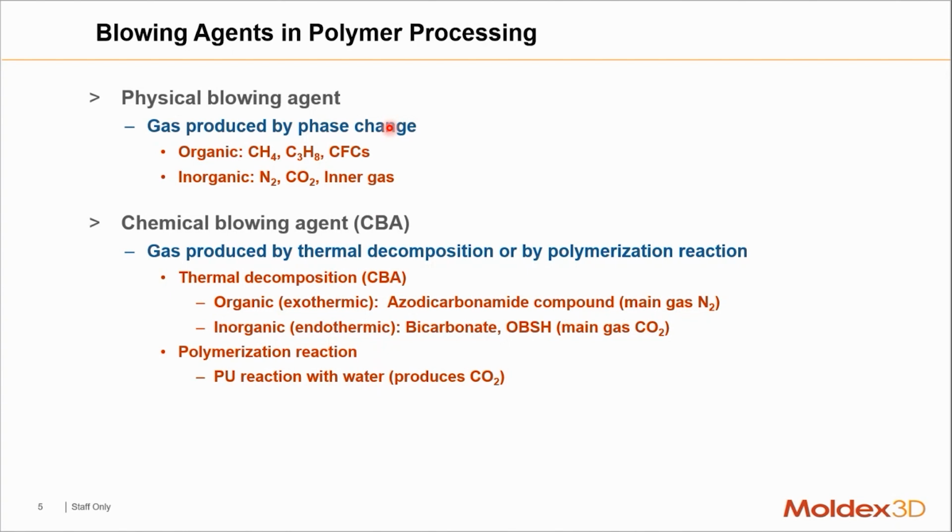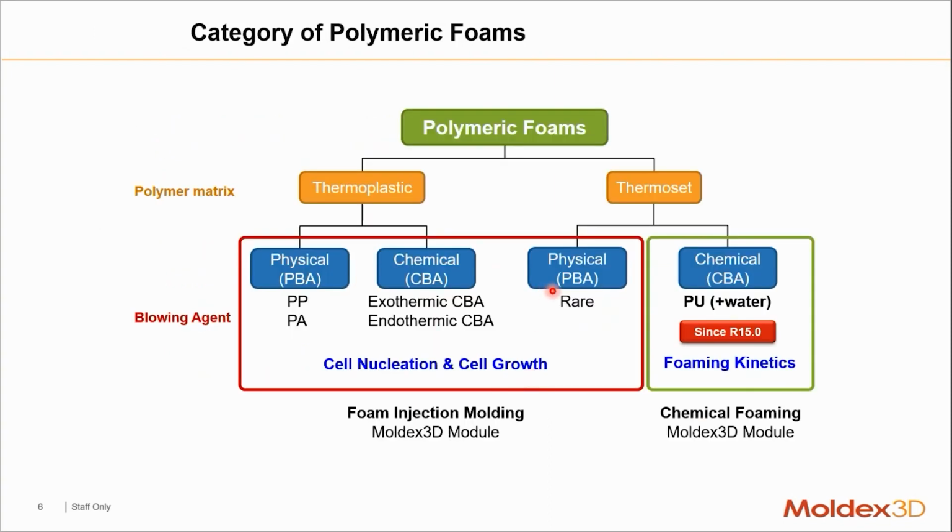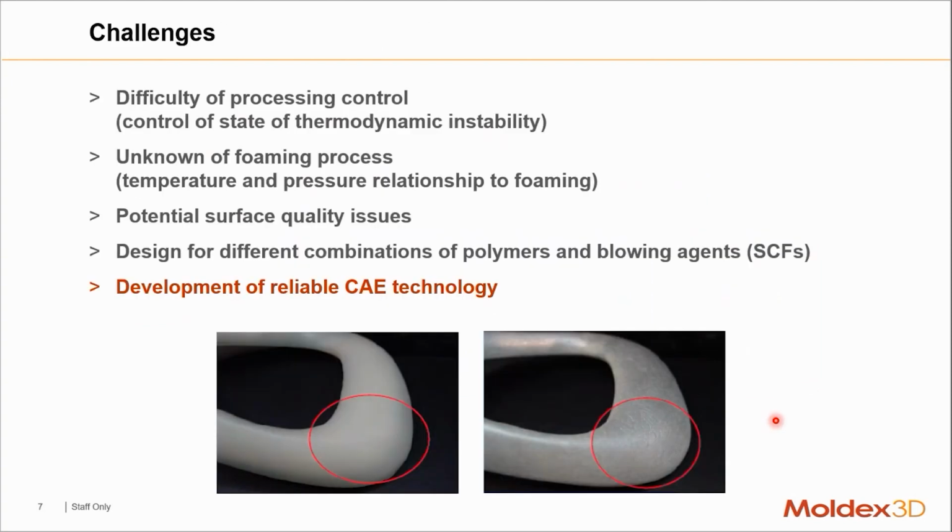So for the physical blowing agents, the gas is produced by phase change. So basically there's organic or inorganic. For the CBA, chemical blowing agent, the gas is produced by thermal decomposition. And then inside Moldex3D, we are able to simulate such as MuCell or CBA foaming. And PU chemical foaming is going to be in our chemical foaming module.